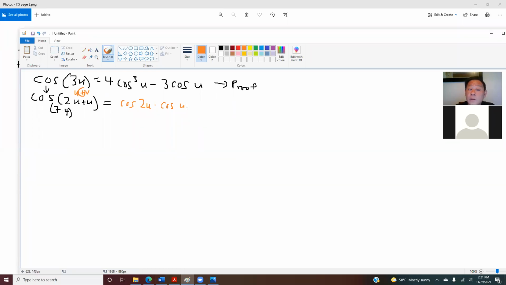For cosine, we use what? Plus. Your sign is always switched around for cosine. So if this is plus, you use minus. This will be sine 2u times sine u. So this is your 7.4 using cosine u plus v was cosine u, cosine v minus sine u, sine v.